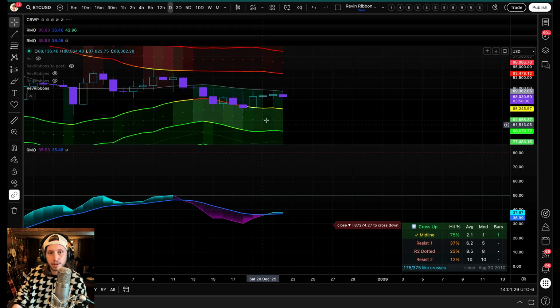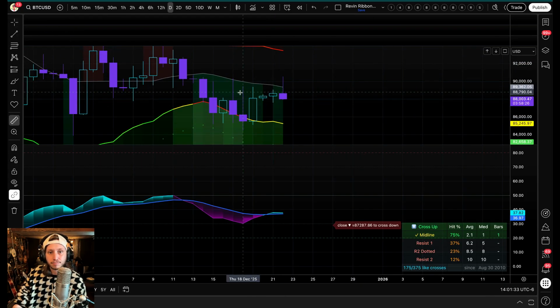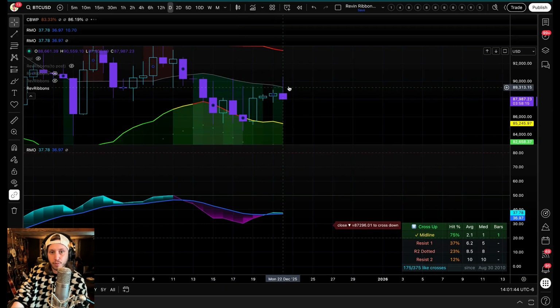So the cross to the upside happened. It was a very, very small move. It looks like just a couple percent move here that happened. Oh, not even that, like 0.8. I guess it went up about a couple percent, but if you were to take profit at the midline, that would just be a 0.8% trade. So a very small trade here. It did hit the midline.